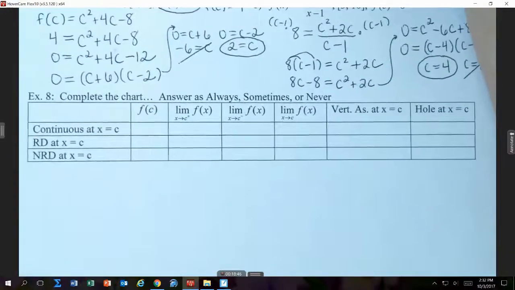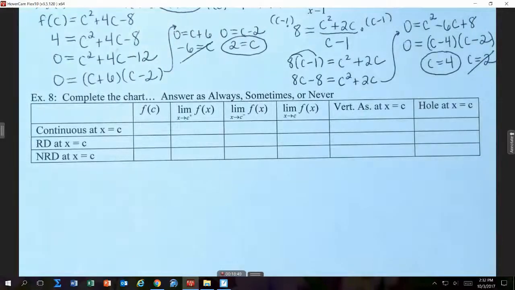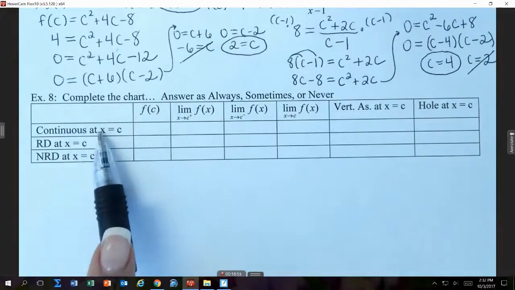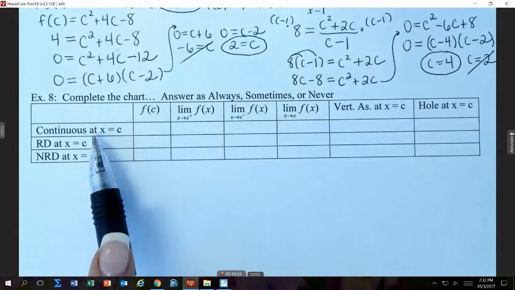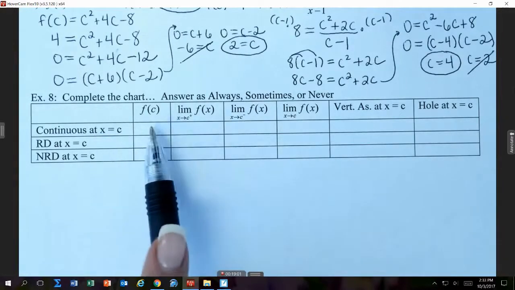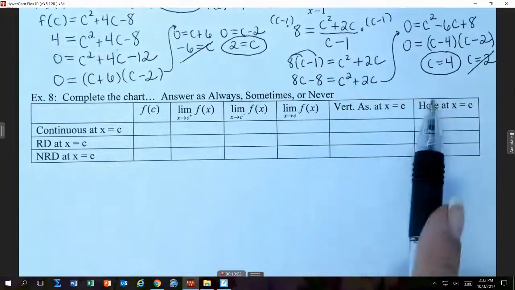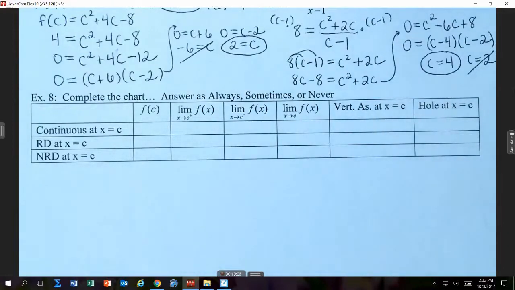All right, let's go ahead and just talk through these examples down here. This is just completing the chart using always, sometimes, or never, talking more about continuity. Okay, so we're going to start with a continuous function at x equals c. If a function is continuous at x equals c, tell me if these criteria are always, sometimes, or never true.